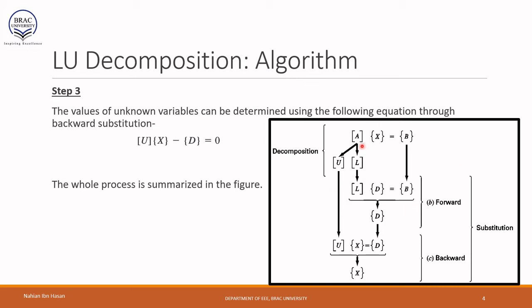We have this original system of equations, A times X equal to B. The first step is to decompose it into the upper triangular matrix and the lower triangular matrix. Then from the lower triangular matrix we use this formula as a forward substitution method to find the D matrix, and then using the D matrix and the upper triangular matrix we will get the X matrix, or the unknown vector. So this last step is the backward substitution. The first substitution was forward substitution and the last one is backward substitution. So these 3 steps constitute the LU decomposition algorithm.